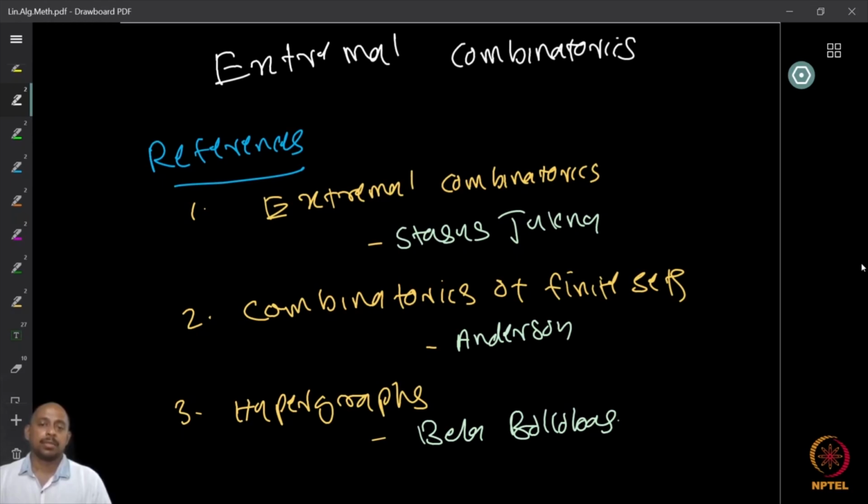Then Combinatorics of Finite Sets by Anderson is a short book on extremal combinatorics, and then there is also a book Hypergraphs by Bollobás. Now hypergraph may be a misleading term, because a hypergraph is not really a graph. As we mentioned very briefly in our graph theory parts, hypergraphs are basically set systems which we want to call graphs to look at some related questions. So hypergraphs are basically set related questions, and it's basically extremal set theory.